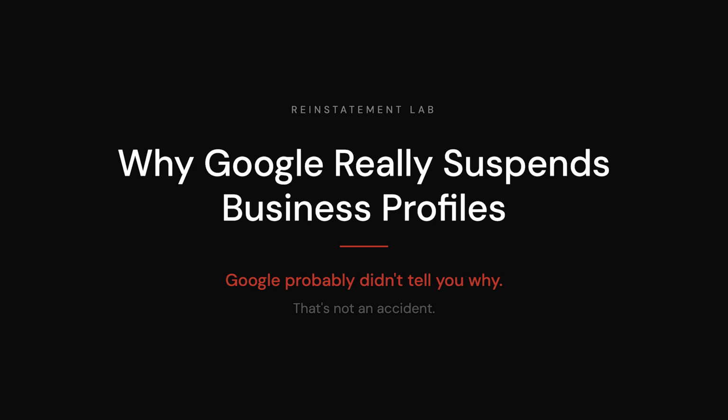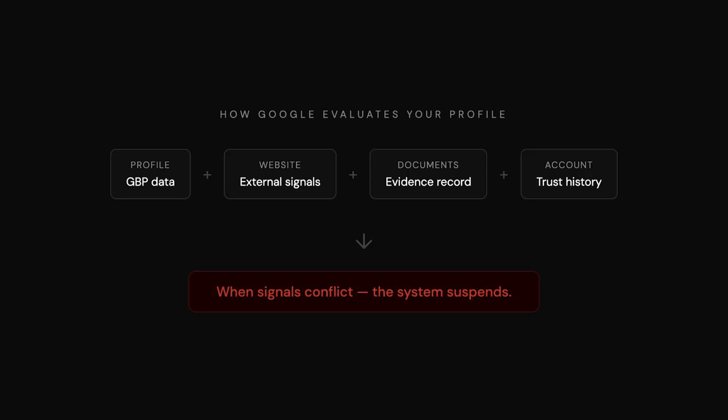If your Google business profile was suspended, Google probably didn't tell you why, and that's not an accident. Suspensions aren't random, they follow patterns, and once you understand those patterns, you can figure out exactly what triggered yours. Google evaluates trust signals across every business profile, and when signals start conflicting across your profile, your website, your documents, your account history, the system flags it and suspends it.